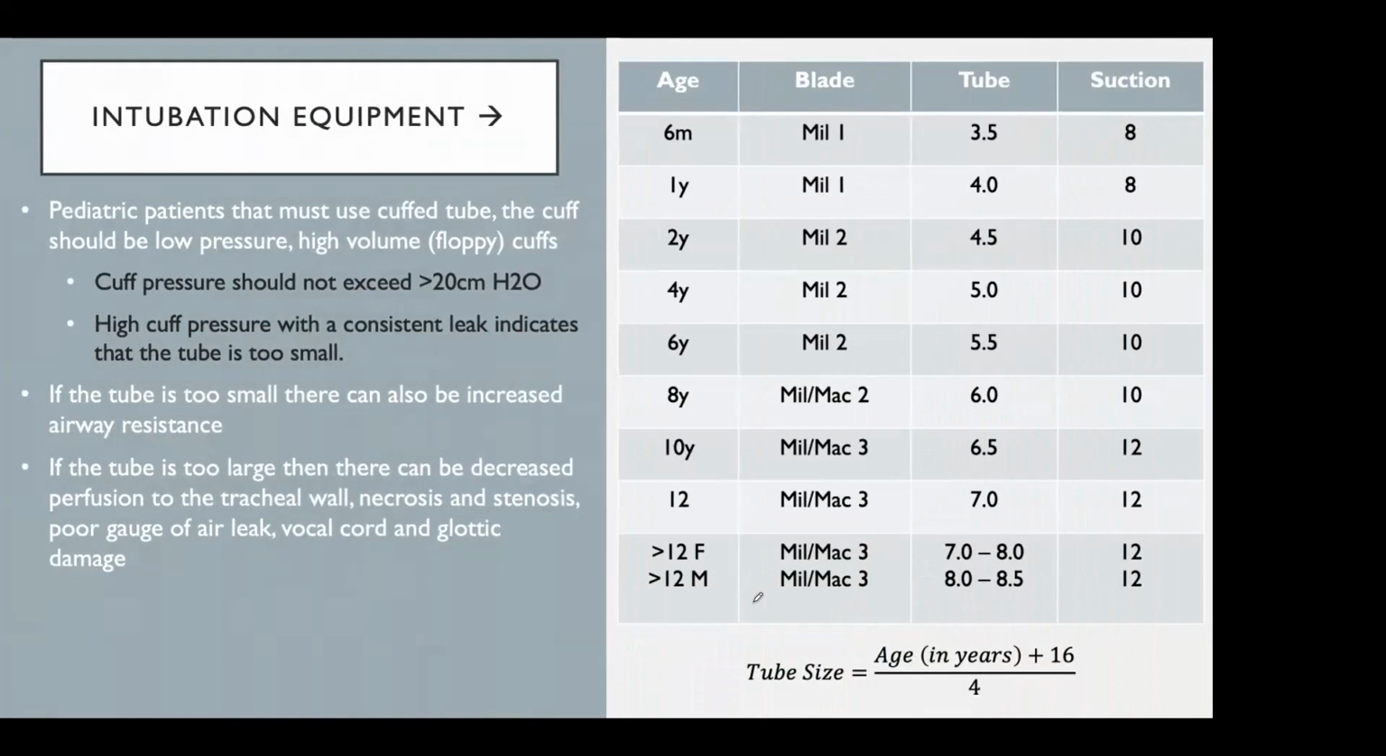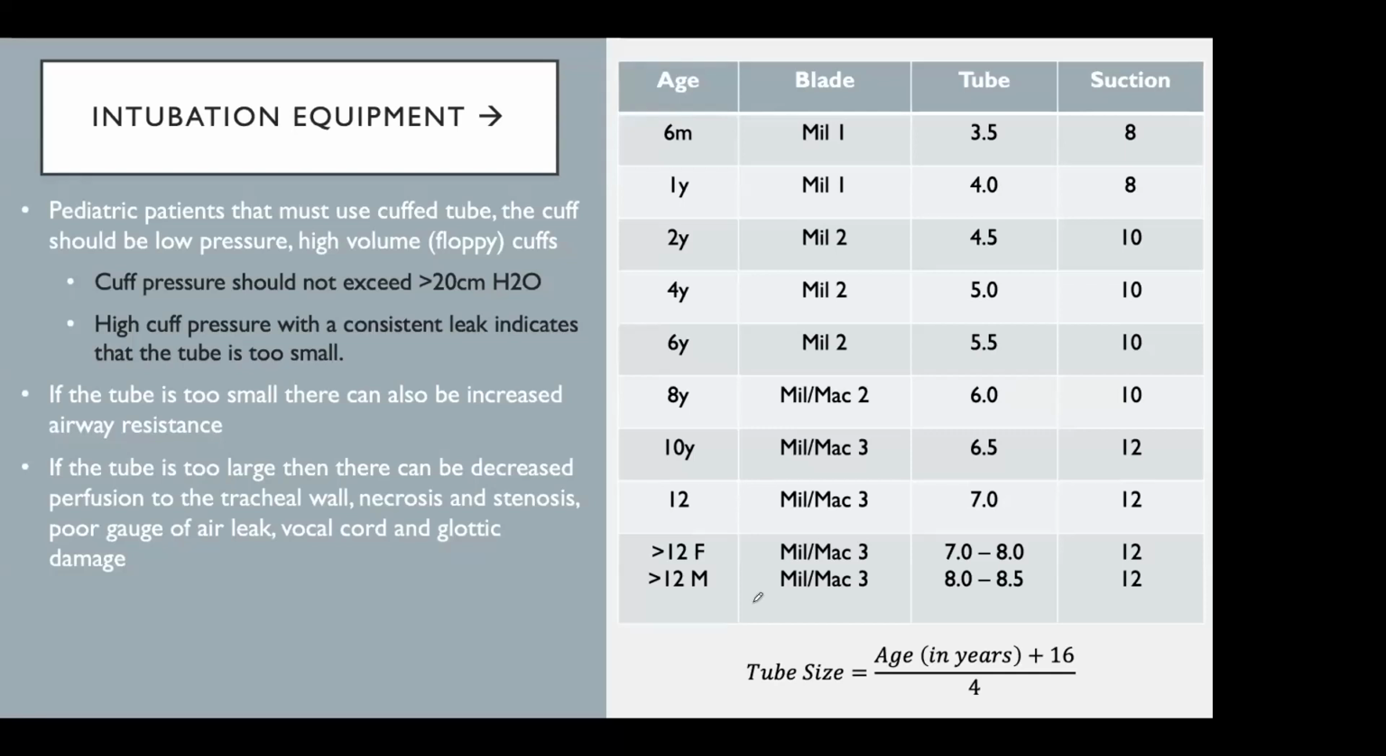Let's look at intubation equipment a little bit more. So the pediatric patients that must use cuffed tubes, the cuff should be a low pressure, high volume, what I've always called a floppy cuff. That way you can pump up the volume and it still creates a low pressure on the tracheal mucosa. With these, you don't want to get your cuff pressures greater than 20, because specifically with these kids, you can do long-term damage over a short amount of time.